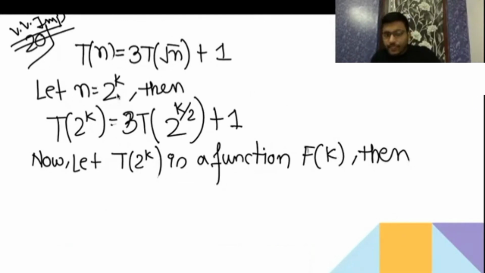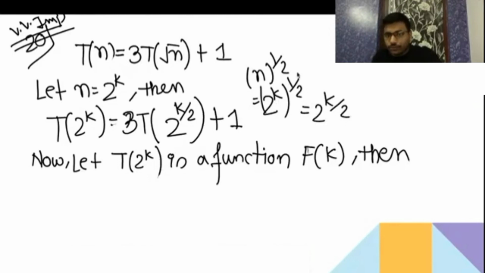I have assumed n equal to first 2^k. Then in place of n I have substituted 2^k. Then 3T, in place of n I have substituted 2^k. Since it was half, the power gets multiplied. Here it is n to the power half, so in place of n I have substituted 2^k, it's going to be a half. So it gave you k by 2. So directly I have written plus 1.